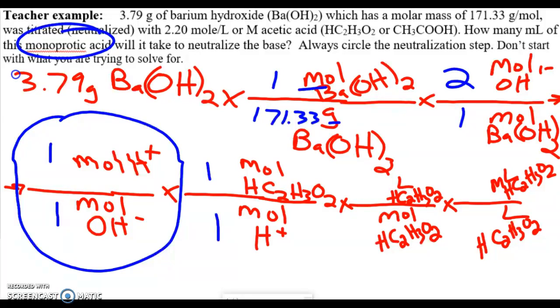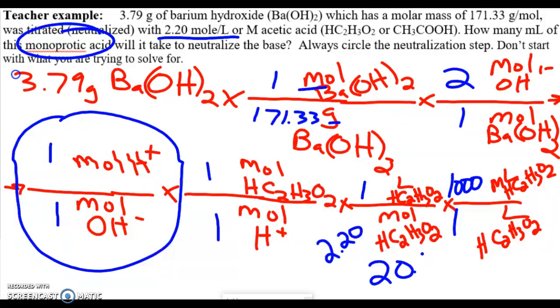Here I have liters and here I have moles. So I go up to the problem and it tells us our acetic acid is 2.20 molar. So that's 2.20 moles in 1 liter. As always, there are 1,000 milliliters in 1 liter. You crunch all that work, and with correct sig figs, your answer is 20.1 milliliters of acetic acid, HC2H3O2. That is the correct answer for that problem.